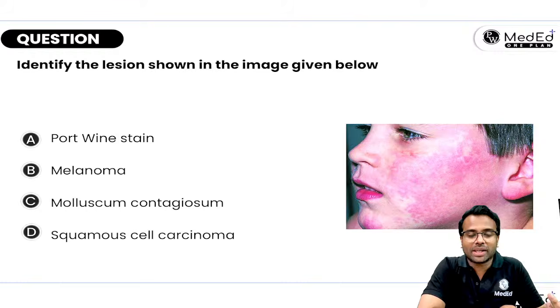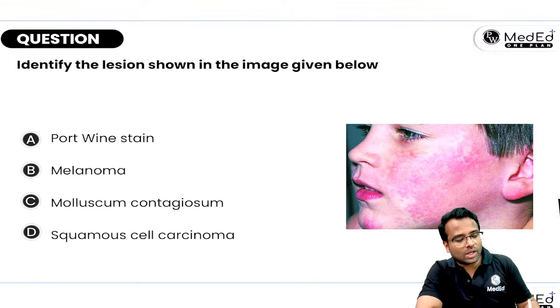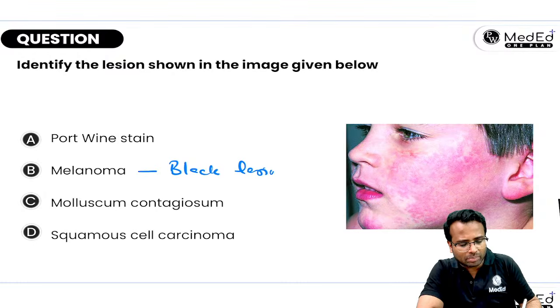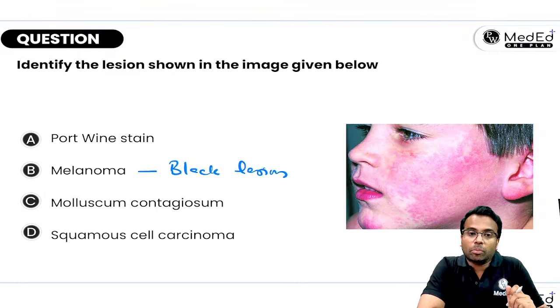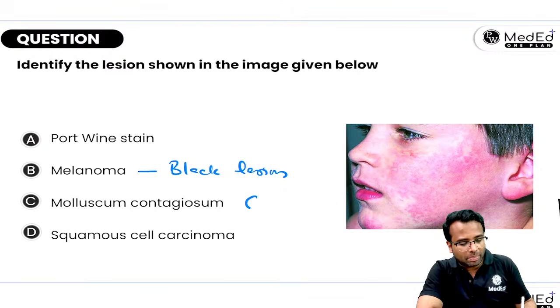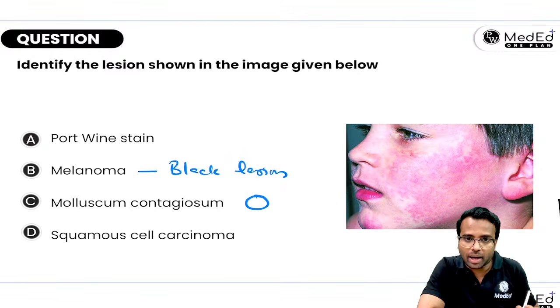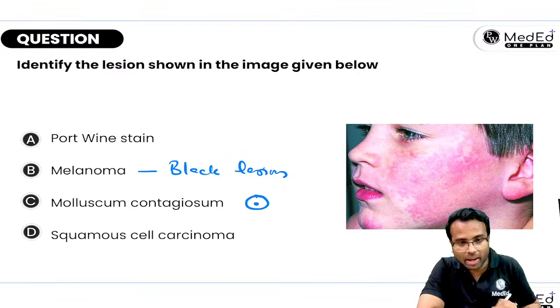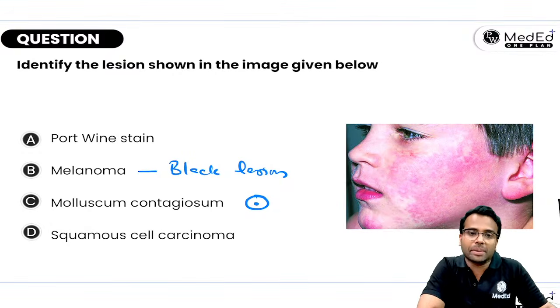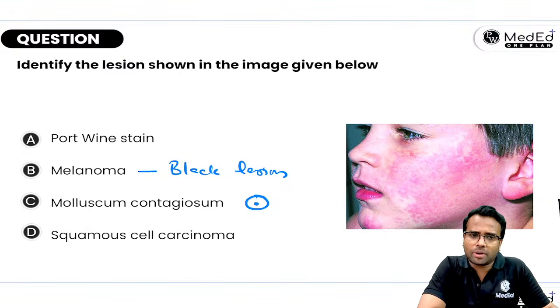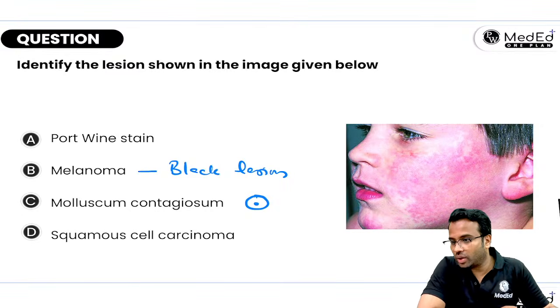Now the options are making it easier because if it was melanoma, it should usually be a black lesion, right? Something that looks like a mole. Molluscum contagiosum usually presents with a dome-shaped umbilicated papule, right? There will be a central depression. So there are no dome-shaped papules here. And squamous cell carcinoma, since it's a malignancy, should have some disfiguring kind of lesion. Again, not seen. What is the answer here?